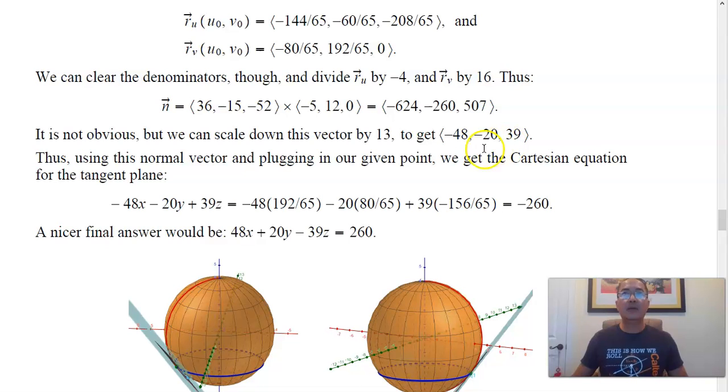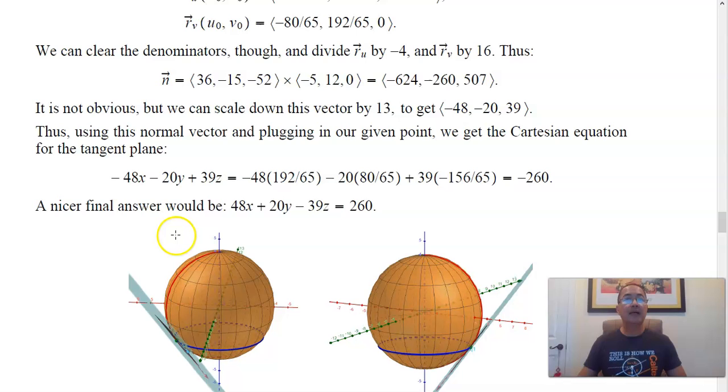Okay, so we are ready to find the equation of the tangent plane. Set it up over here. Plug in the given point, and this time we're not allowed to clear the denominator. Okay, so the 65 is part of the point. But fortunately we get a whole number, -260. Okay, so we can make it look nicer by multiplying by -1. This way we only have one negative number.